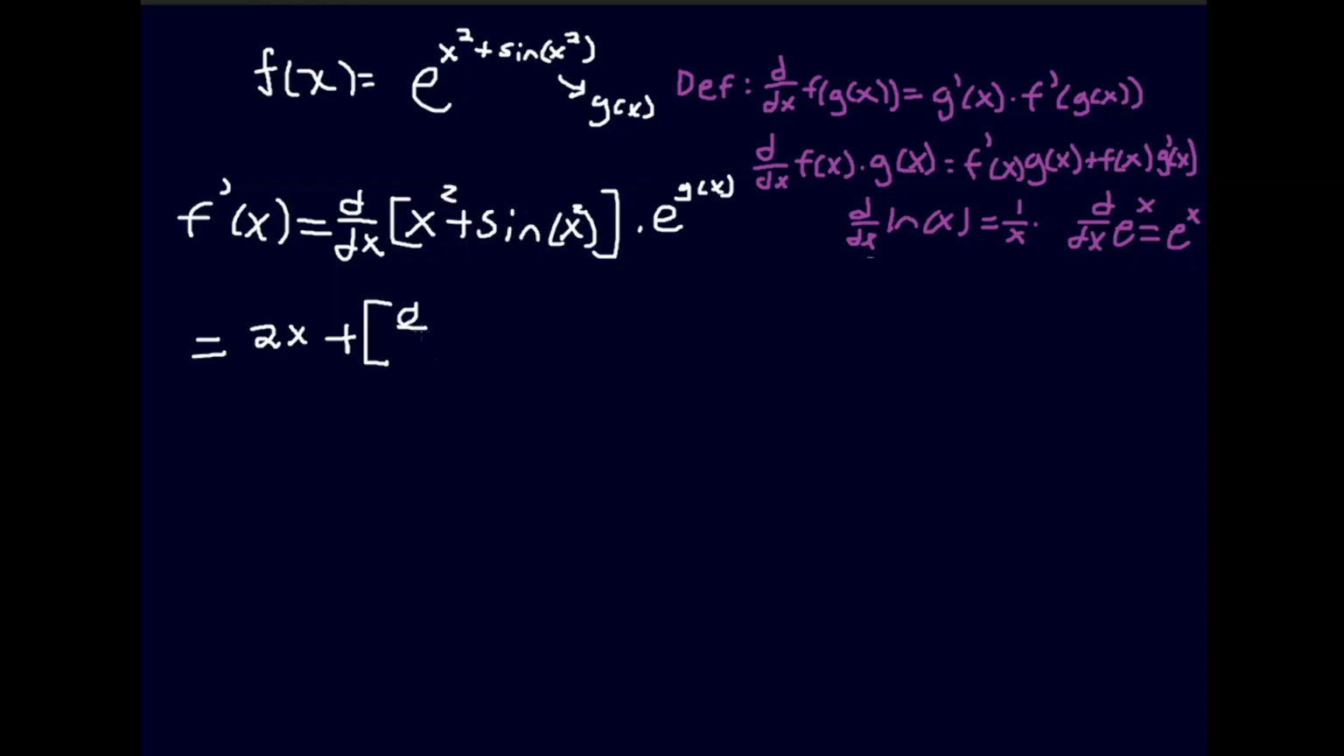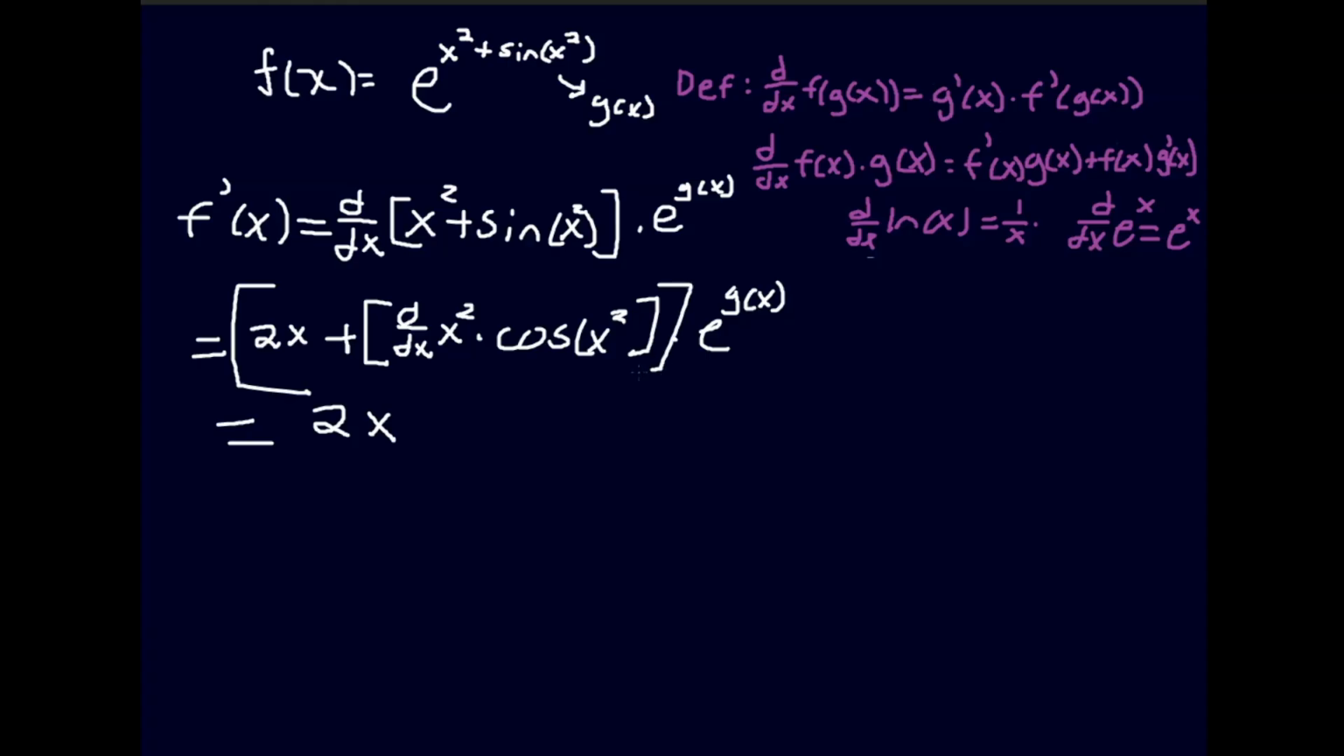So then that is going to be the derivative, again, of x squared, and this is the sine x squared, not the x squared from before, times the derivative of sine, which is cos, and I'm just going to put that equation back in, times e to the g of x. So let's write that again. So that will be 2x, and remember, I should have been clear with these brackets. This is all going to be multiplied by our e to the g of x.